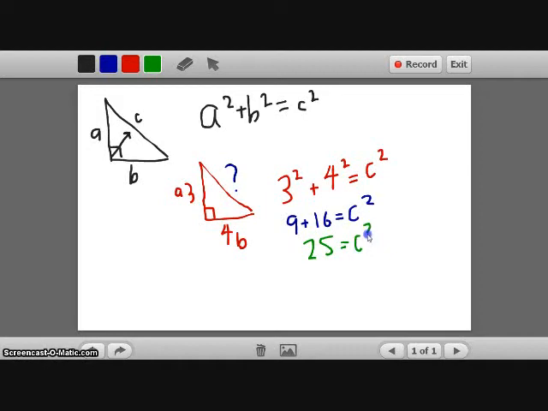This is not the answer. This is the most common mistake that students make when using the Pythagorean theorem. The formula wants you to find c, not c squared.